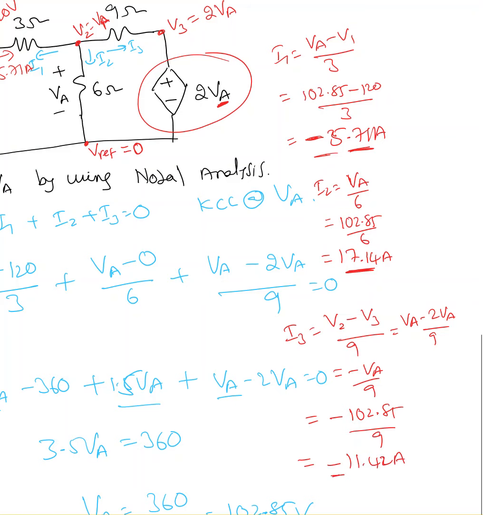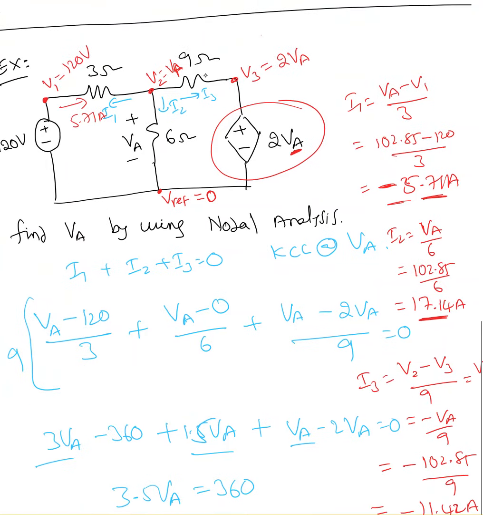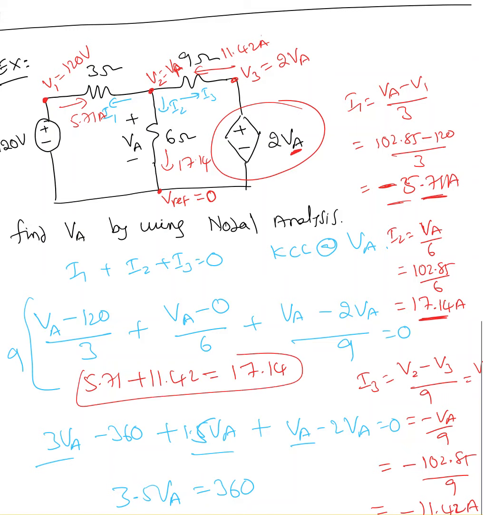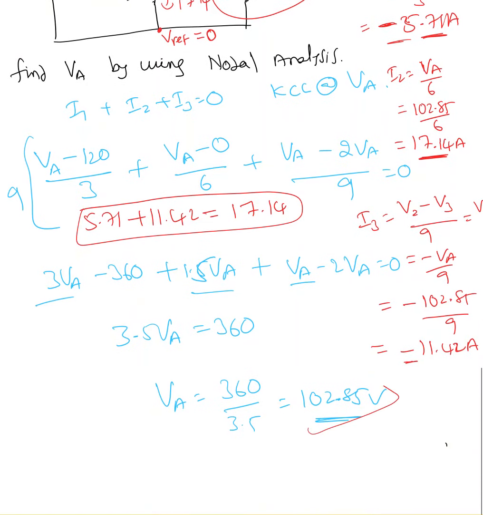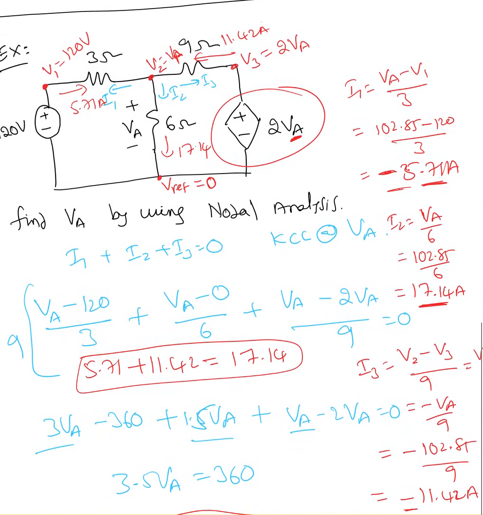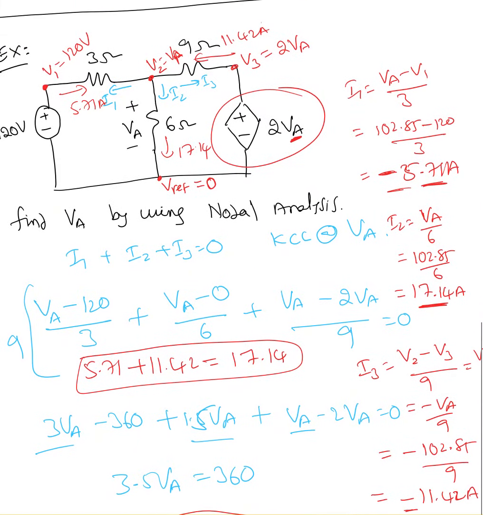Negative indicates that current is entering. So here 11.42 amperes current is entering and 17.14 amperes is leaving. You can clearly see 5.71 is entering, 11.42 is also entering, which must be equal to the current leaving, 17.14. So we verified Kirchhoff's current law. Our goal is finding VA in this question. I found VA, but I also found the current passing through each resistor in this example.